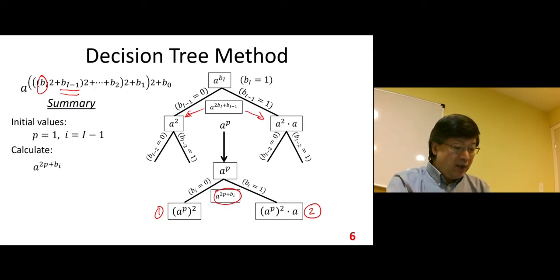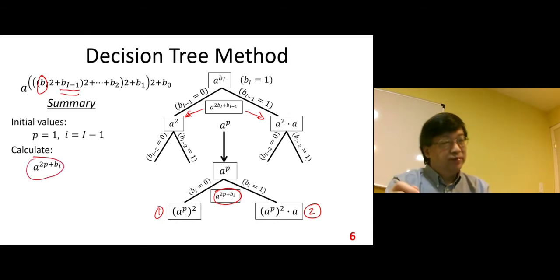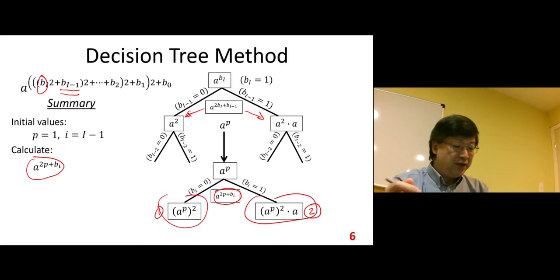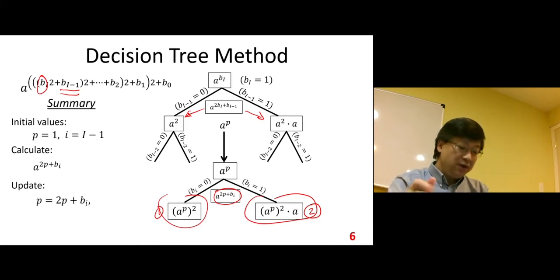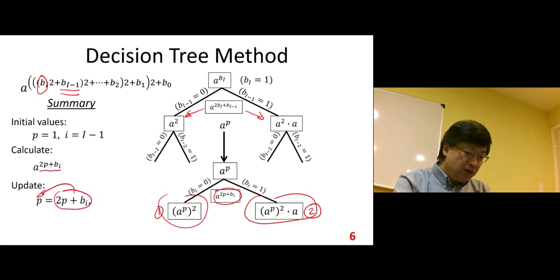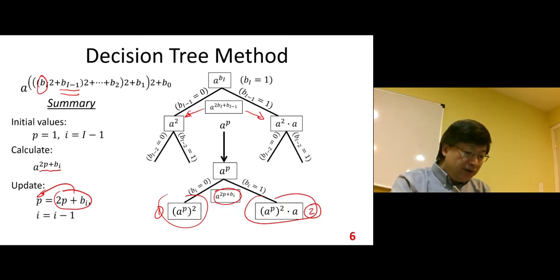So we calculate this expression. Remember, here we are doing the calculation of two cases. After the calculation, we need to update our p value. So we use this expression to update p. I is also decreased by 1, to get the next I. After that, we go back to do another evaluation.